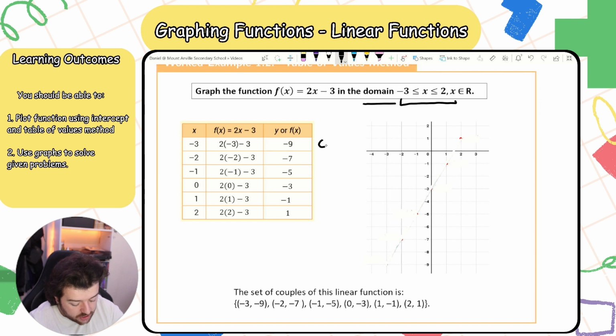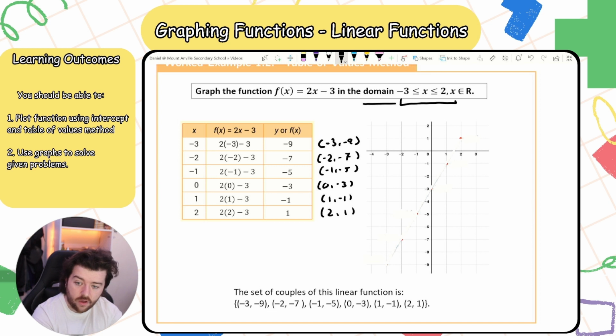I then just write: minus 3, minus 9 is one coordinate, minus 2, minus 7 second coordinate, minus 1, minus 5 third, 0, minus 3, 1, minus 1, 2, 1. There are all of my coordinates.